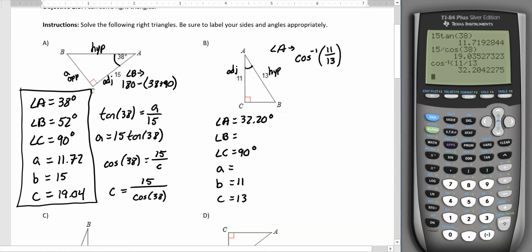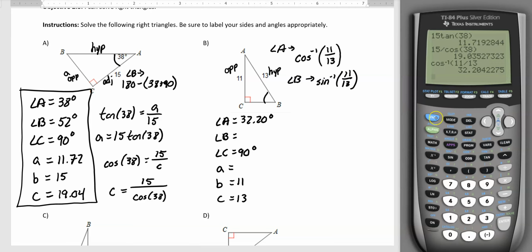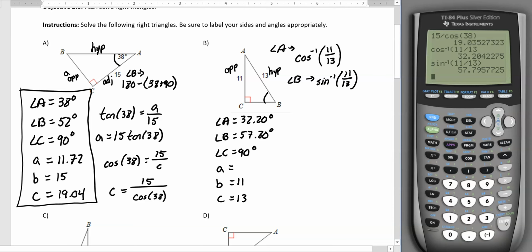Very good. And to find angle B, think of this now. If I'm looking at this angle, this would now be my opposite side and my hypotenuse. So I would use sine. I would say sine inverse of 11 over 13. Sine inverse of 11 divided by 13, close parentheses, we get 57.80. Now notice, we know we did this right because these two add up to 90 degrees, which would make all of these angles add up to 180. So that's how we can tell we're on the right path.